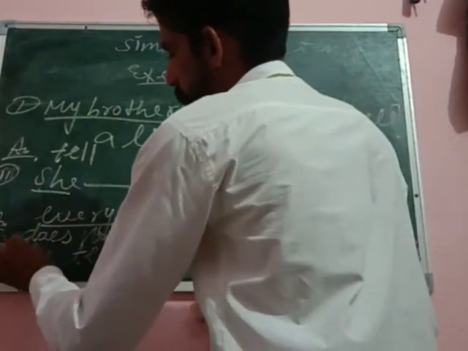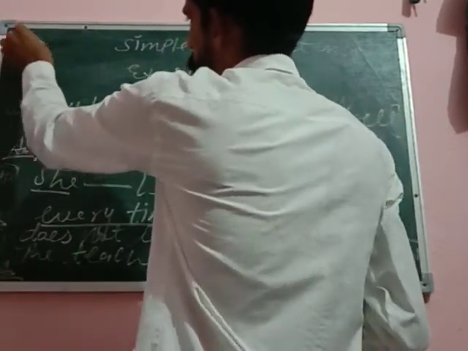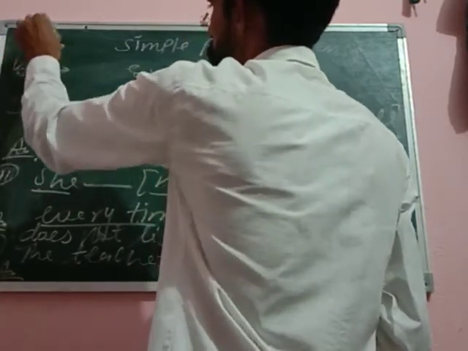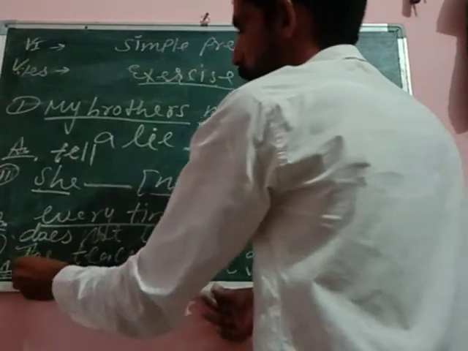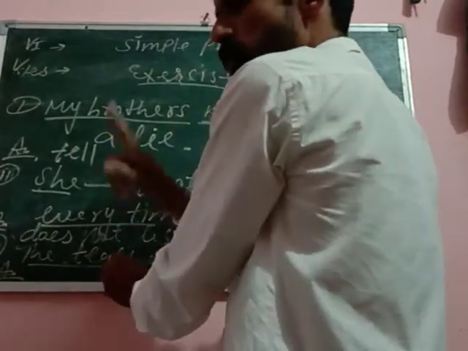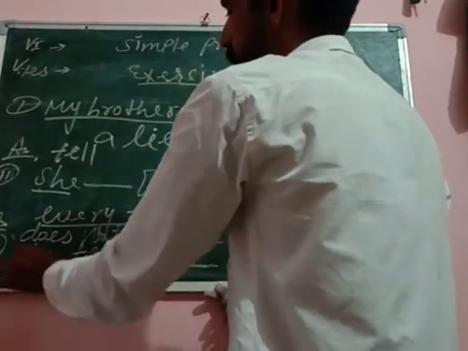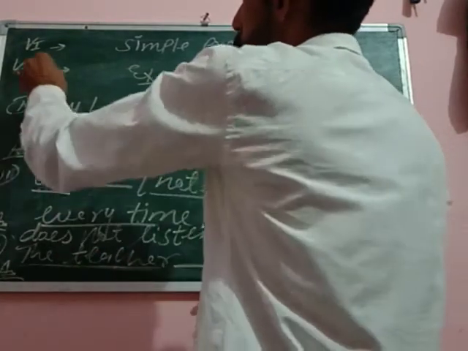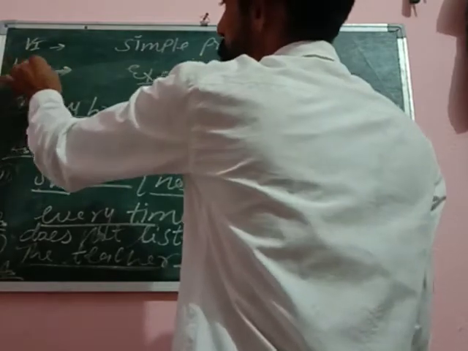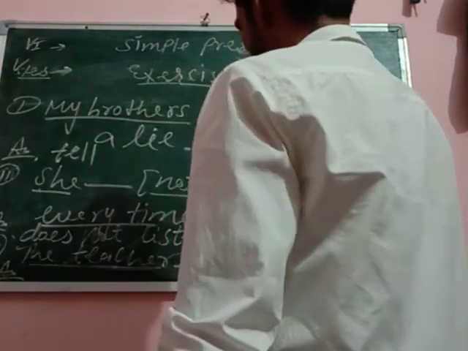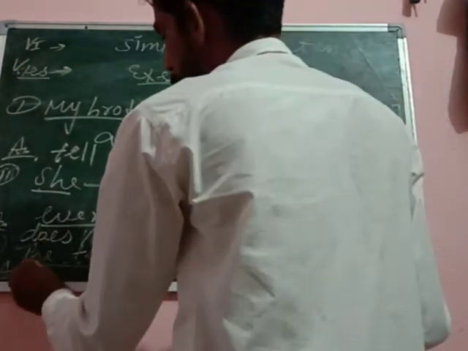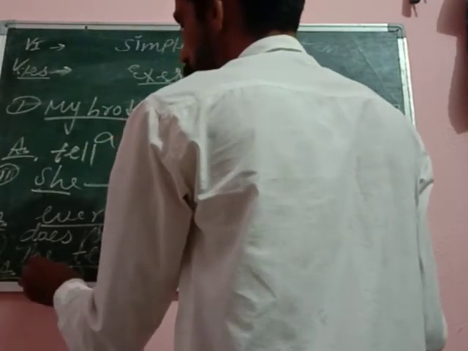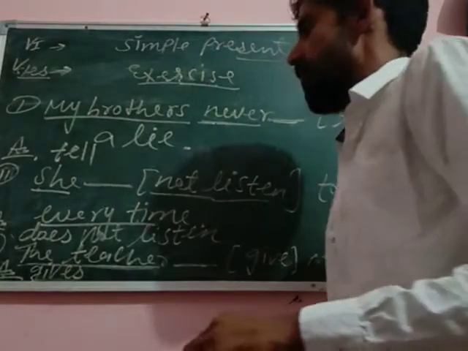And in affirmative sentences we use the first form with plural subjects and the S or ES form with singular subjects. The teacher is singular, meaning there is only one teacher. It indicates that the subject of this sentence is singular, and with singular subjects we use the S or ES form of the main verb. If we add S or ES to give, it becomes gives. So the answer of the last one is gives.